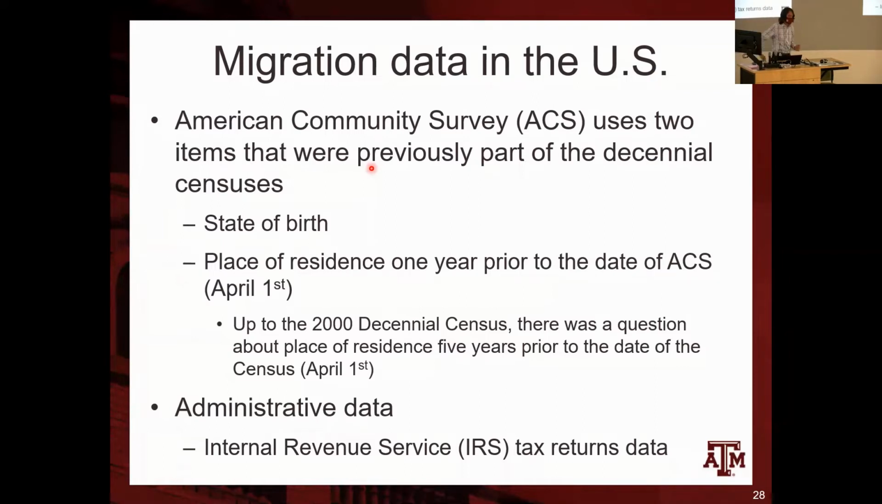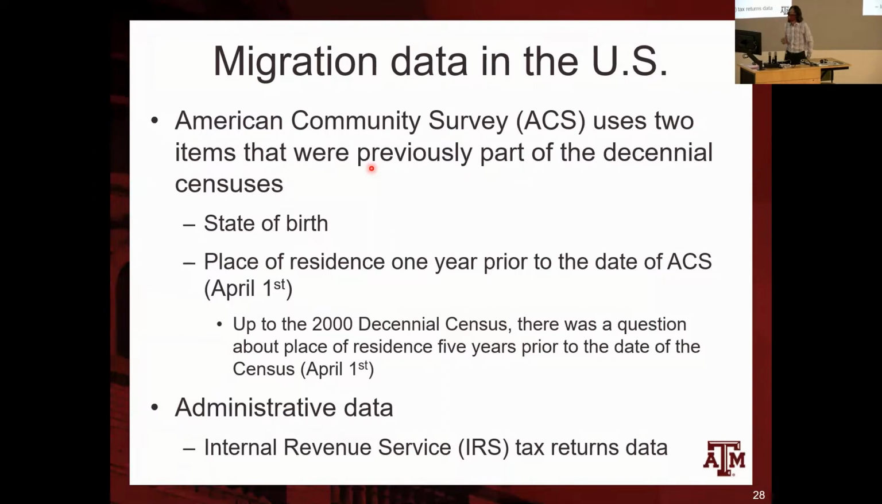But then in the American Community Survey, the person is also asked what their place of residence was exactly 1 year before the ACS. And you remember that the reference date in the US for the census and for the ACS is April 1st. In the US, we call it census day, April 1st.